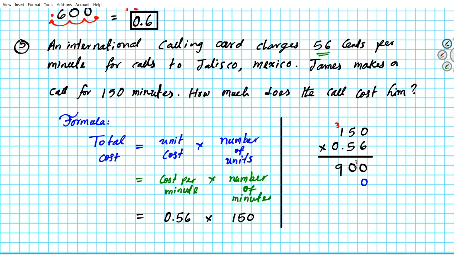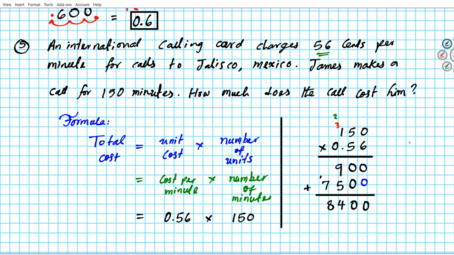Okay, let's commence with our multiplication. 5 times 0 is 0. 5 times 5 is 25. So put down the 5 and carry over 2. And then 5 times 1 is 5 plus the 2 is 7. Just ignore the decimal point for now and just multiply as you would a 3-digit by 2-digit. I'm going to go ahead and add downwards. 0, 0, 9 plus 5 is 14, 4 carry 1, and that's 8.